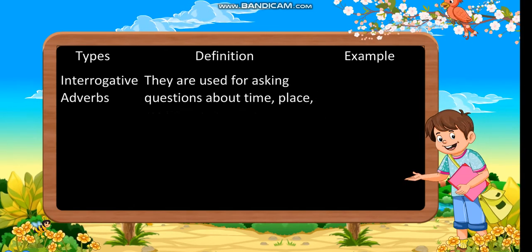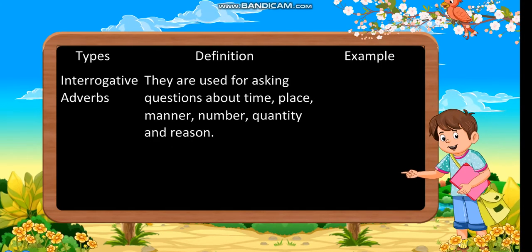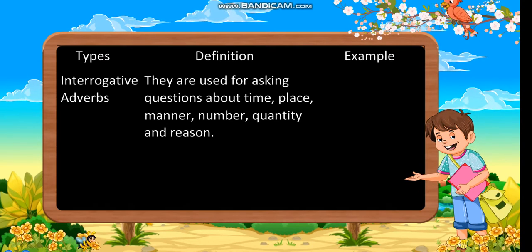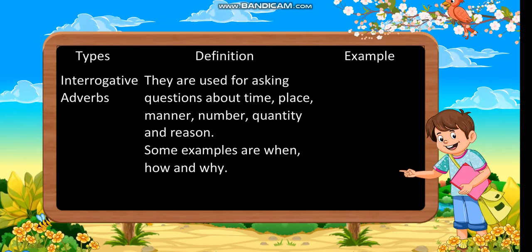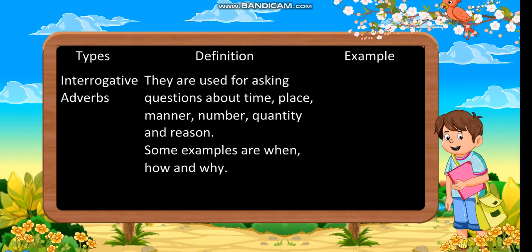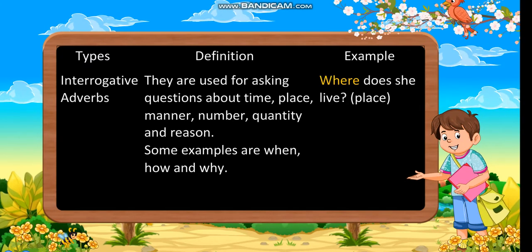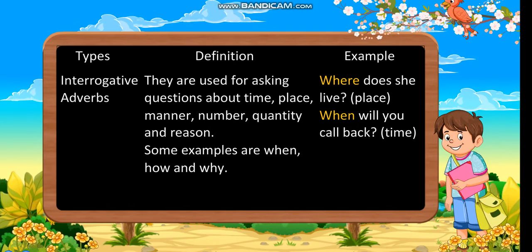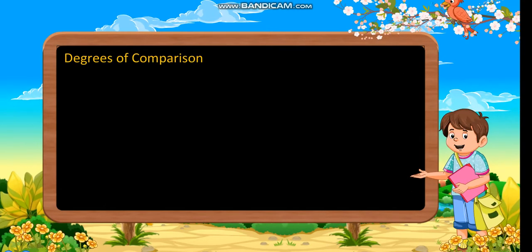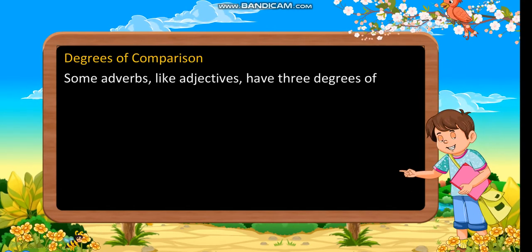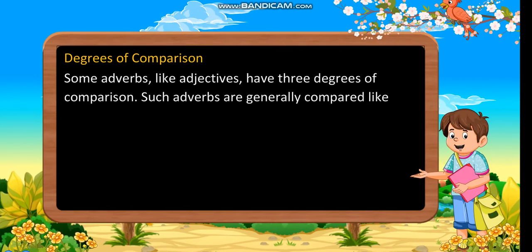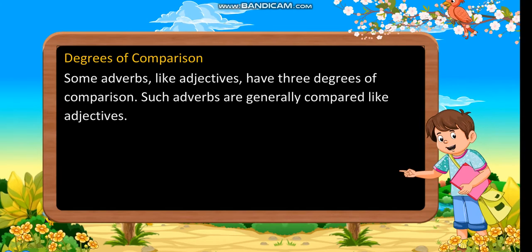Interrogative adverbs. They are used for asking questions about time, place, manner, number, quantity, and reason. Some examples are when, how, and why. Where does she live? Place. When will you call back? Time. Degrees of comparison. Some adverbs, like adjectives, have 3 degrees of comparison. Such adverbs are generally compared like adjectives.